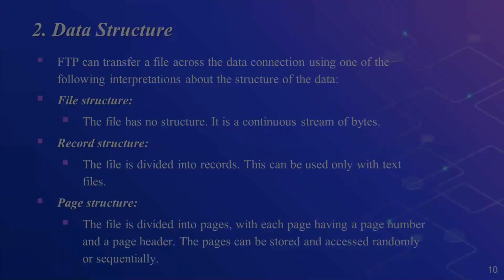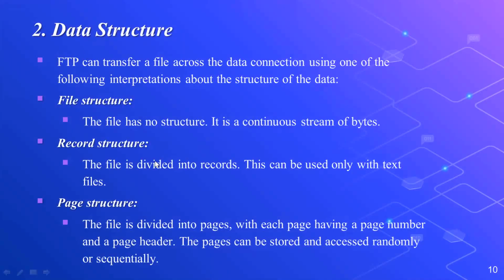Okay, the second one is the data structure. Here FTP can transfer a file across the data connection using one of these file structure formats. First is the file structure, which has no structure. It's just a continuous stream of bytes. The second one is the record structure. Here the file is divided into records, and this can be used only with text files.